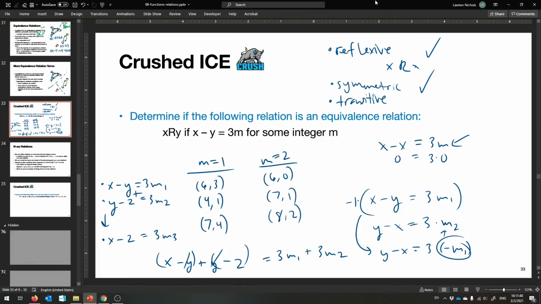This might be working. We have x minus z equal to 3 times m1 plus m2. And this is a new integer that could be our m3. What? It's transitive. This is an equivalence relation. Isn't that cool? So hopefully you came up with that. It took some steps to figure that out, but isn't that nice? What is it doing? How are these equivalent then? What does this relation mean? And don't quote me on this, but I think it means this.